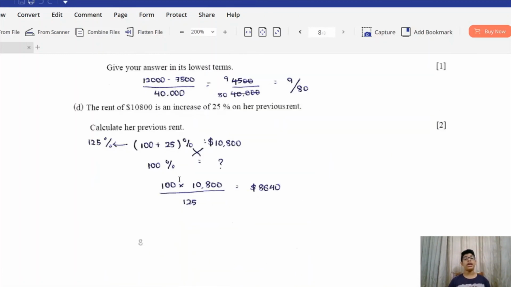So part D, the rent of $10,800 is an increase of 25% on our previous rent. Calculate our previous rent. So this is basically 100 plus 25%. So 125% of the rent is 10,800. So what's 100% of the rent? We're just going to cross multiply. So 100 times 10,800 over 125, and we should get $8,640 as our previous rent.